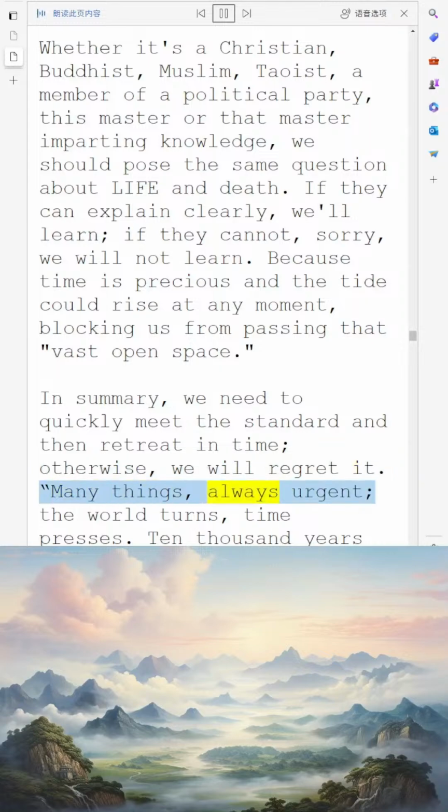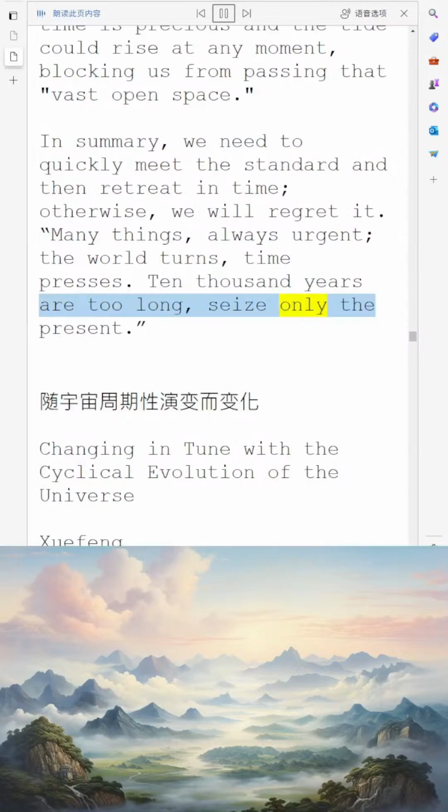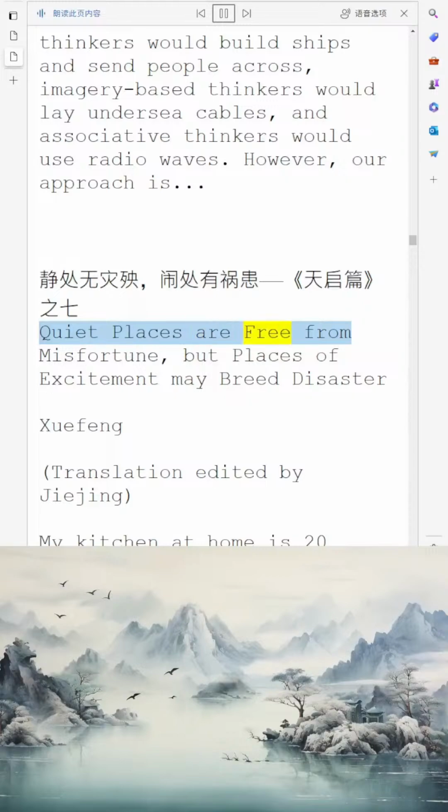Many things, always urgent. The world turns, time presses. 10,000 years are too long. Seize only the present. Quiet places are free from misfortune, but places of excitement may breed disaster.